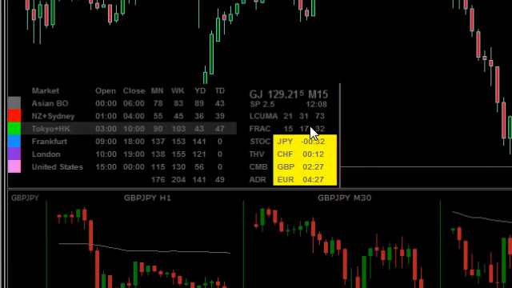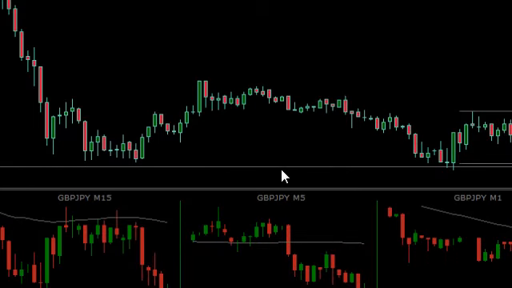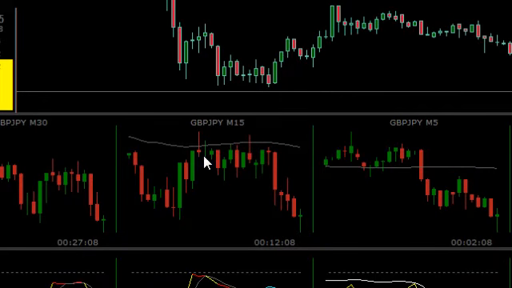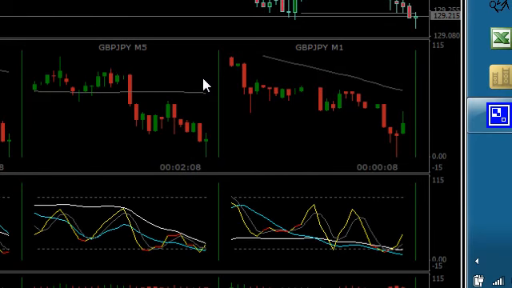Started off the session looking at the pound yen, 12 minutes to Swiss news, and we'll see that the Swiss news was a low impact one, wasn't a red one on Forex Factory, so that's good. What I've seen is that on the M15 we've come up and tested the SMA 60, we've broken through on the M5, we've come back and retested.